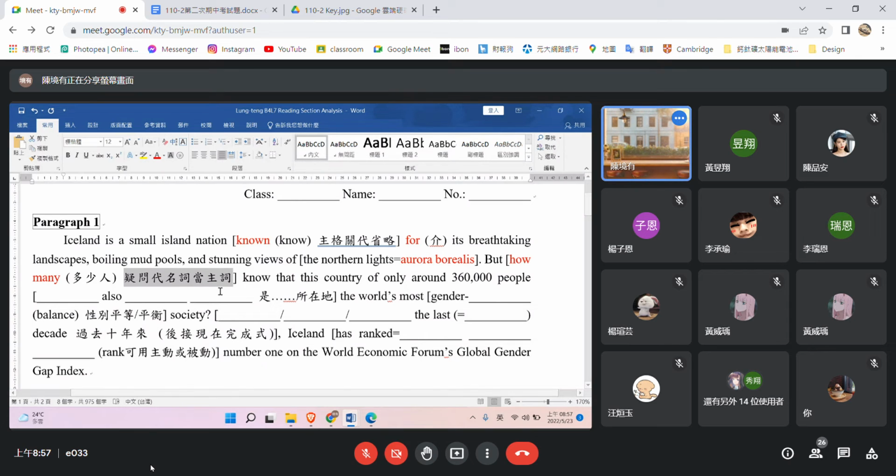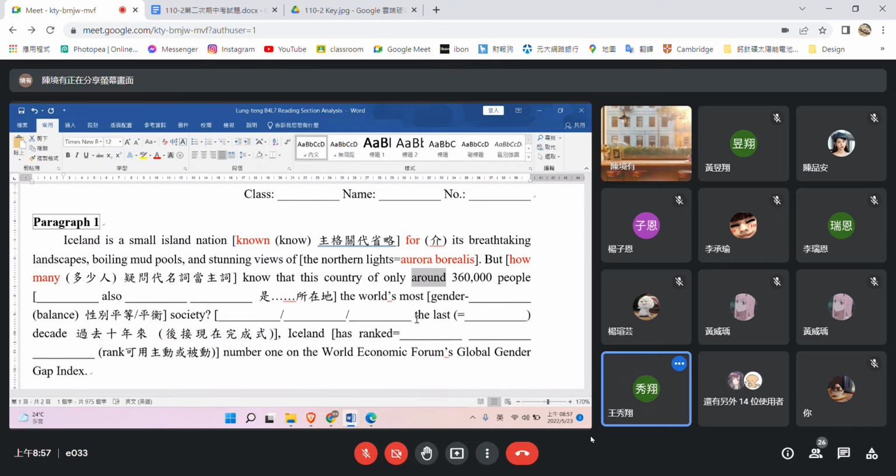So it's actually a question pronoun. It can be a question, and it can also be a pronoun, the subject of the sentence. How many know that this country has only around? I asked you to mark around, but I didn't put anything here. Around means about. Can you give me two other adverbs that mean exactly the same as around? You're not talking about the exact number.